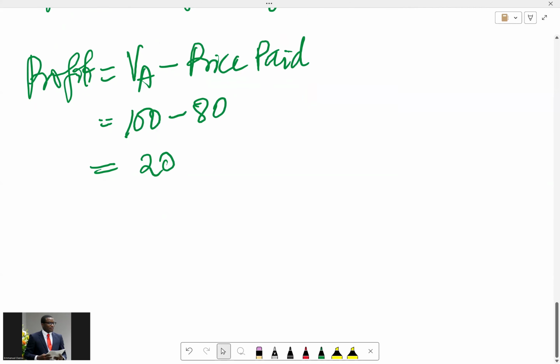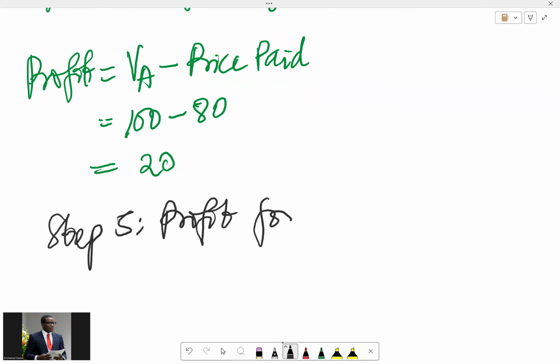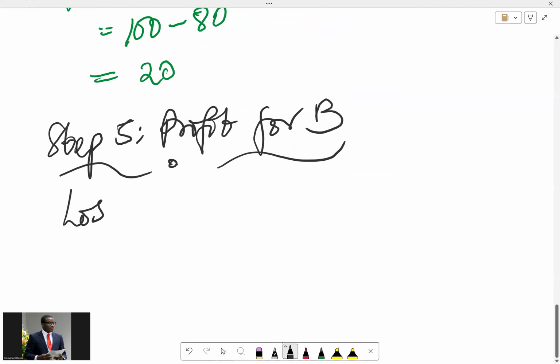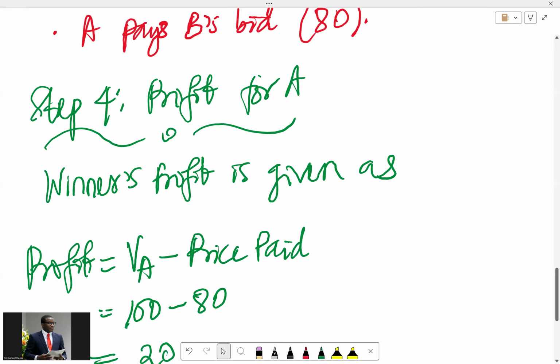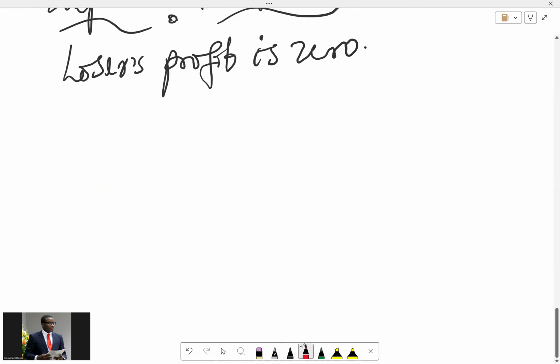Then step five. What is the profit for B? The loser's profit is zero. Thankfully, B doesn't lose anything. The only thing is that B is outbid, and that makes A gain the difference between what B bid and what A bid. So the process is that simple.